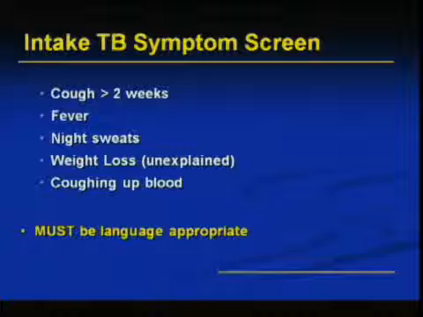The CDC guidance, and so does the BOP, emphasize the importance of an intake screening that looks for TB symptoms listed on this slide. And we're emphasizing more and more they must be language appropriate, as more and more cases are among foreign-born individuals who may not speak English. This becomes a critical issue, that the communication of TB symptoms is accurate.